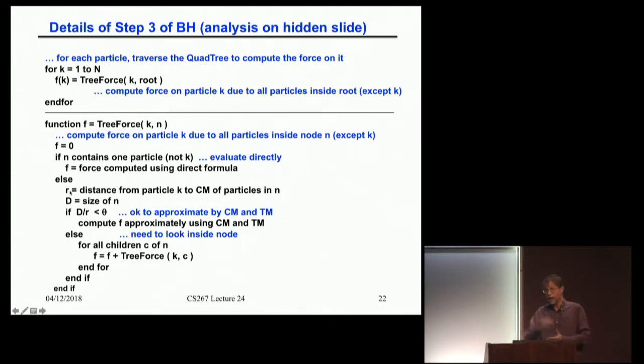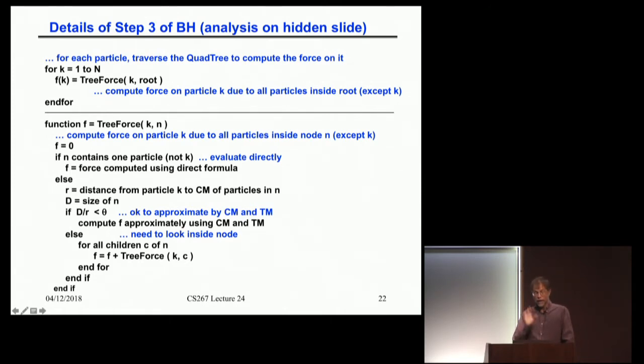I ask, how far am I away from that box? That's r. How big is the box? If I'm far enough away from the box, d over r is less than theta, then I just compute f approximately using the total mass and center of mass of that box, and I'm done. Otherwise, it's too close, and I have to look inside. So I call this subroutine recursively on the 4 children of that node, and I ask the same question. I use exactly the same subroutine; this subroutine is calling itself recursively. And that has to stop, because eventually I'll get to the bottom of the tree, and there'll just be 1 particle in it, so it does have to end.